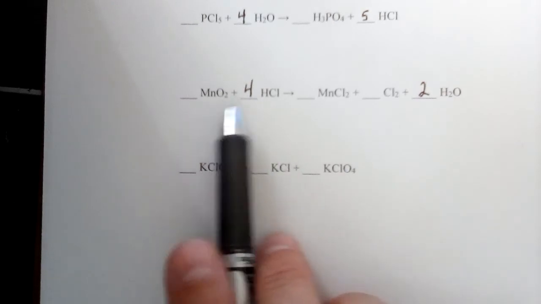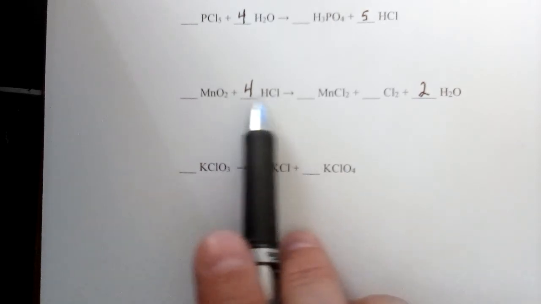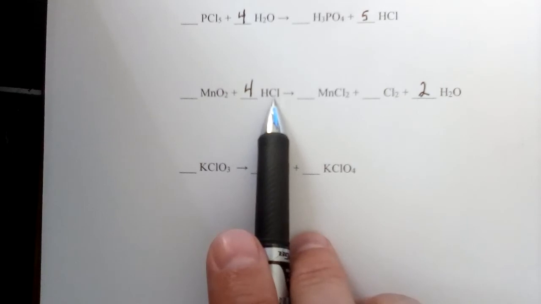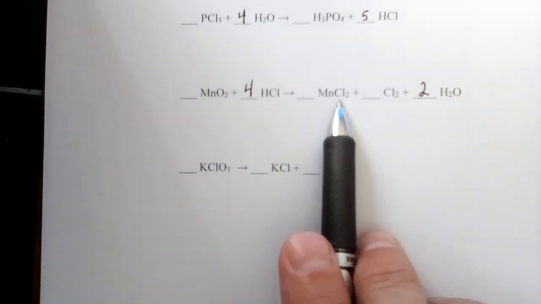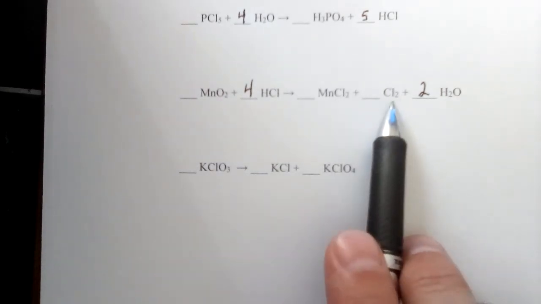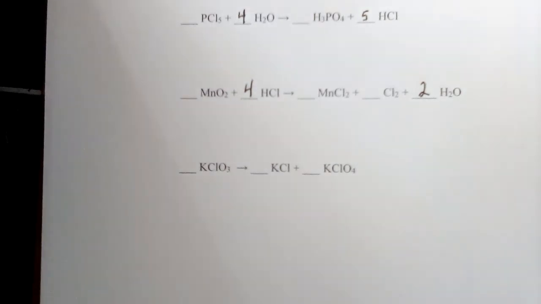Okay, that leaves just chlorine. 4 chlorines here now, because I have 4 HCl. Right? There's 2 chlorines here. There's 2 chlorines here. So now it is balanced. So 1, 4, 1, 1, 2 for my coefficients.